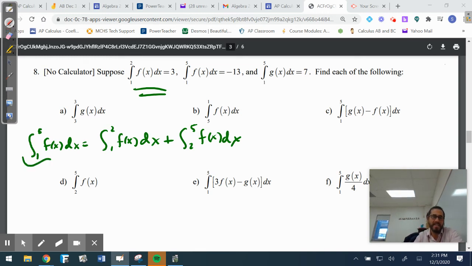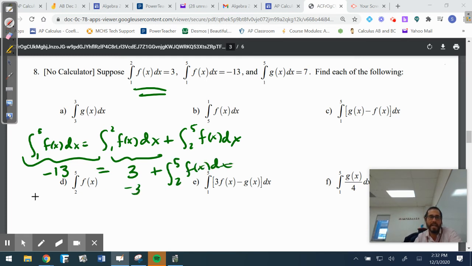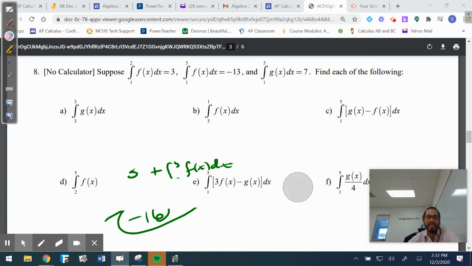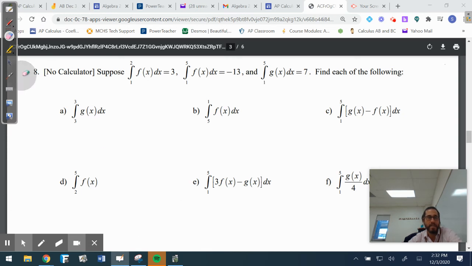And now, nice and easy. That one's negative 13 equals, that one is 3. This one I don't know, which is okay, because that's what I'm trying to find out. Subtract that 3 on both sides, I get negative 16. Did I get it right? Sweet! We got 2 more to go. Okay. Hopefully that's okay. I always think D is the toughest. So if you got that one on your own, you're just doing a beautiful job.